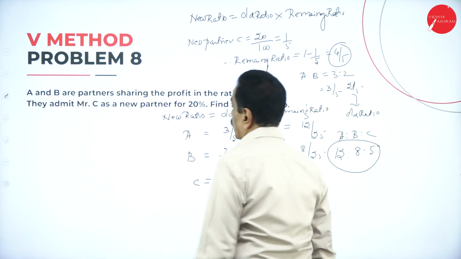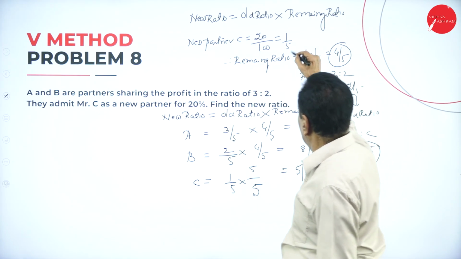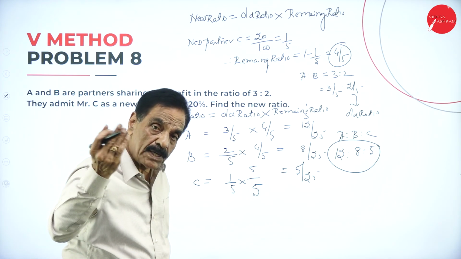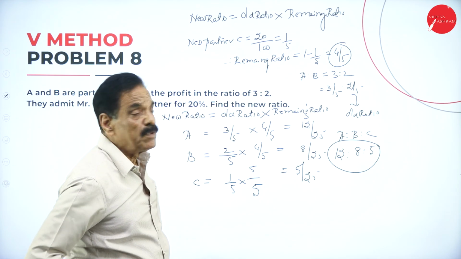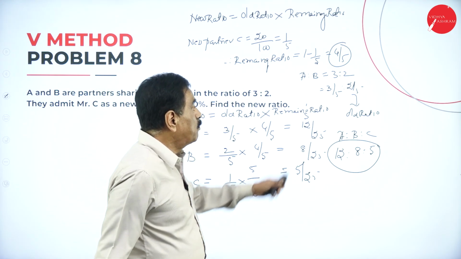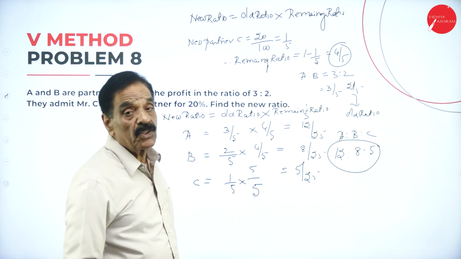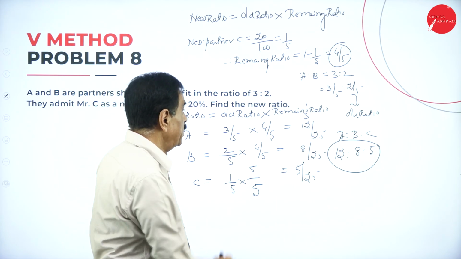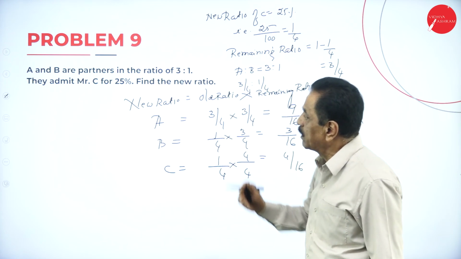Then new ratio, partnership, 20%, 1/5. Formula, new ratio is equal to old ratio multiplied by remaining ratio. We have given 1/5 to new partner. What's the remaining ratio left over? 4/5. So out of 5, 1 rupee is given to the new partner. How much left over? 4/5. So you're done. Then same portion, you're done here also.